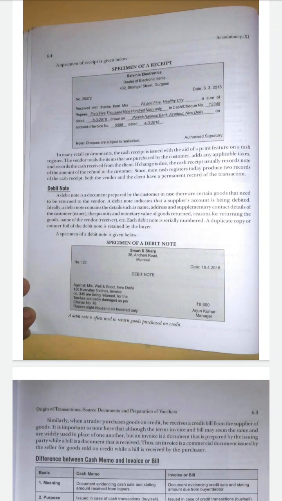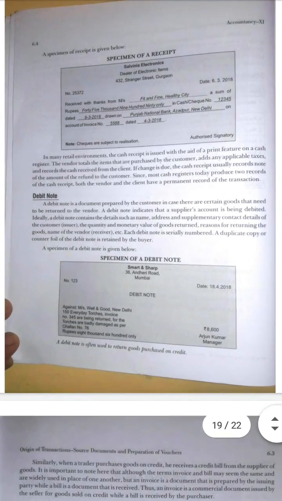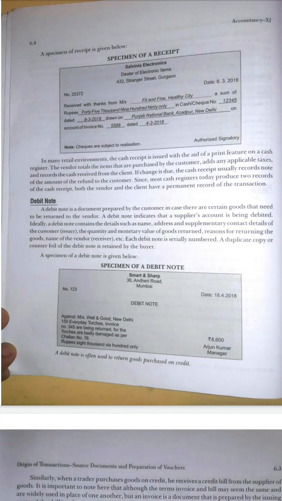Okay, so next one is a specimen of the receipt. See the name of the company, address, receipt number and date, received with thanks the amount, the name of the company, rupees, cheque number or cash, and the date, which bank it is drawn on, and the amount of the invoice, along with the invoice number and date. This is one specimen copy of the receipt.